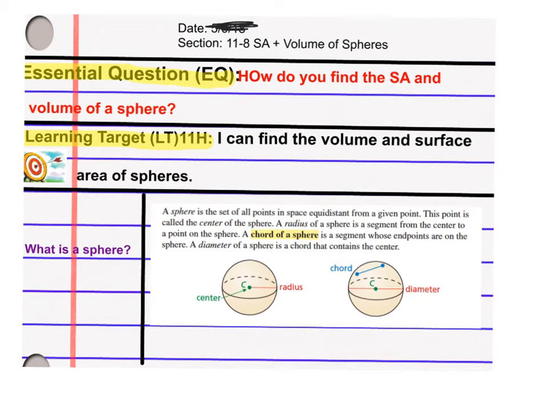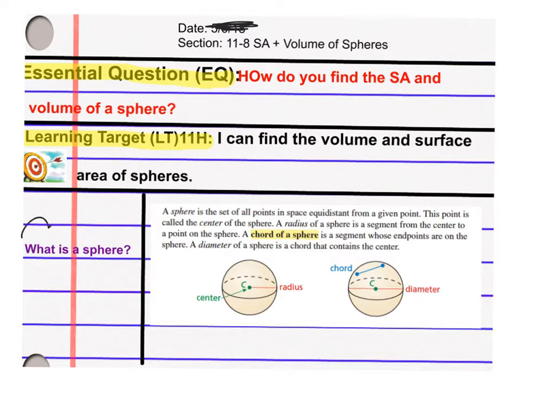This is wrapping up chapter 11, last section, home stretch, 11.8, surface area and volume of spheres. So now we're focusing on spheres. Our EQ: how do you find the surface area, I'm abbreviating, and the volume of a sphere? Learning target, basically the same thing: I can find the volume and surface area of a sphere.